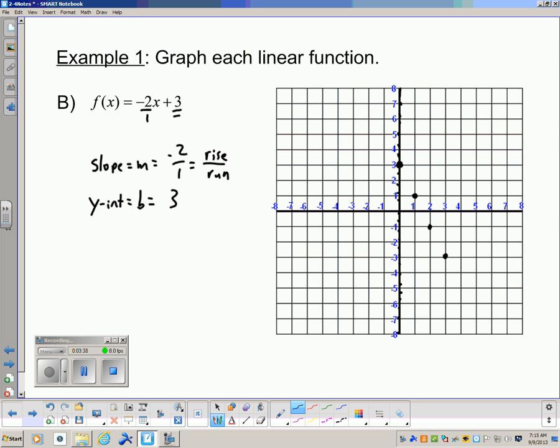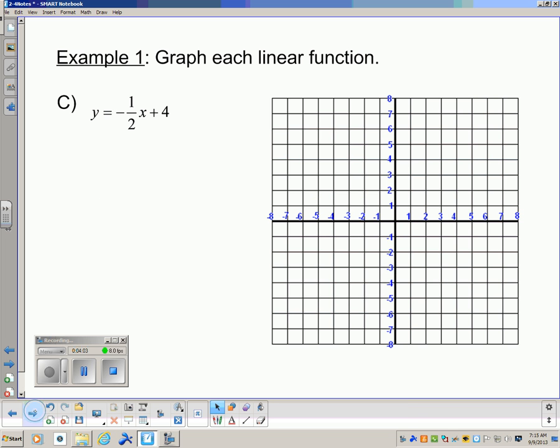Now I could have also gone the other way here. I can always rise 2 and run 1 to the left. So instead of saying negative 2 over 1, I could have done 2 over negative 1. So then I would have risen 2 and run 1 to the left. Doesn't matter. If I would have done that, see how it still makes that nice line there. So there's 2 examples.